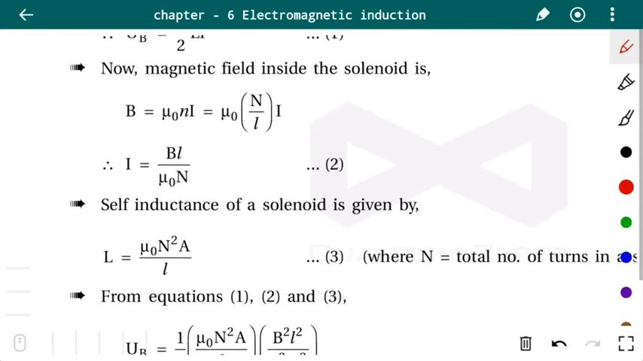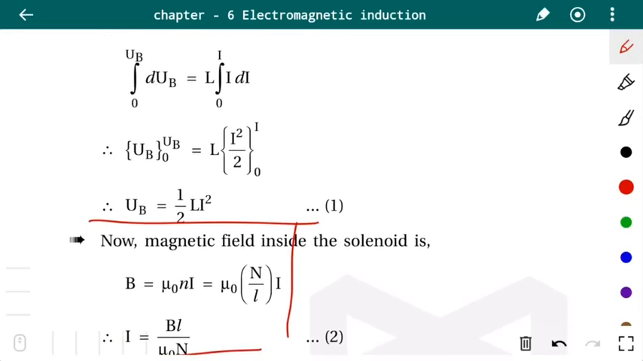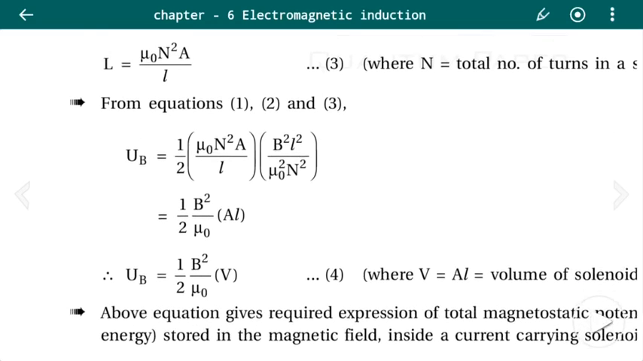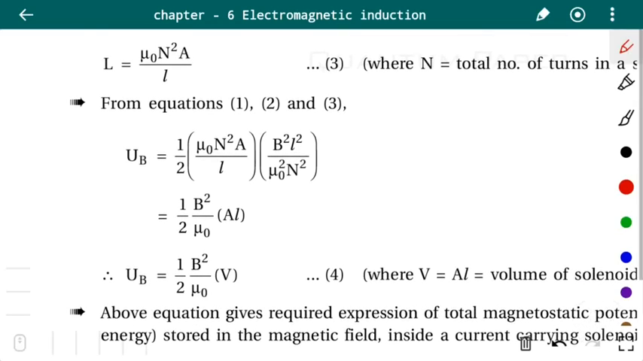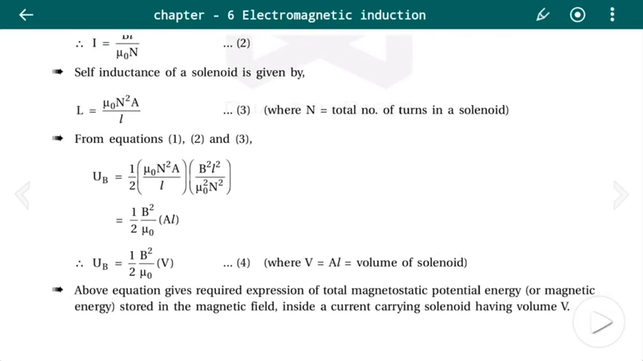So, using the equation of the current and the self-inductance in equation 1, that is for the potential energy, we get UB equals half mu 0 N square A upon L into B square L square upon mu 0 square N square. So, here L gets cut, N square cut, mu 0 gets cut. So, we are having half B square into AL upon mu 0. Here AL is nothing but V, that is the volume. So, the potential energy UB equals half B square upon mu 0 into V.